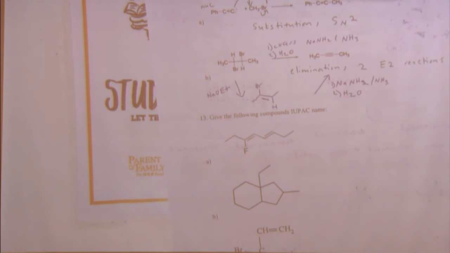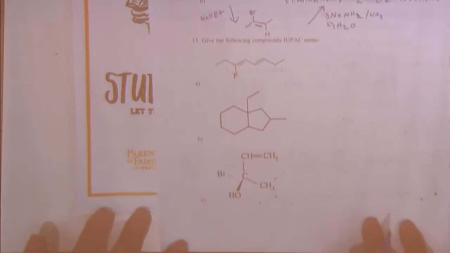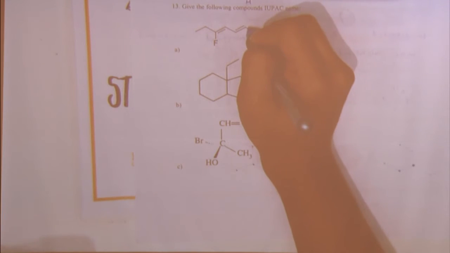So now we're gonna do IUPAC naming practice. Is there any questions about that last question? Okay. So here, immediately, this is going to be a diene because we have 2 double bonds.